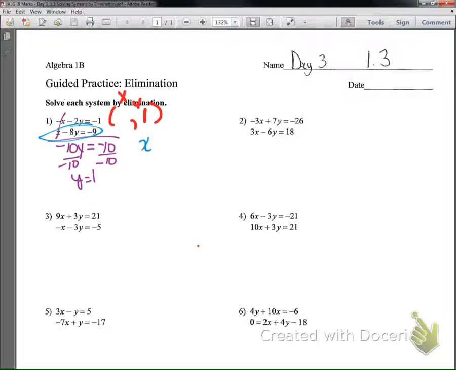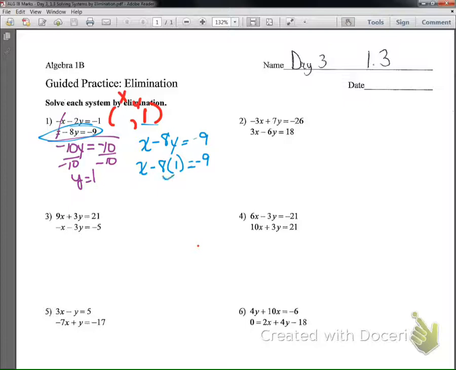The original equation is x minus 8y equals negative 9. So I substitute the y this time because I know what y is equal to with that positive 1. So x minus 8, plug it in. So yes, it will change between x and y. It just depends on which one eliminates first.